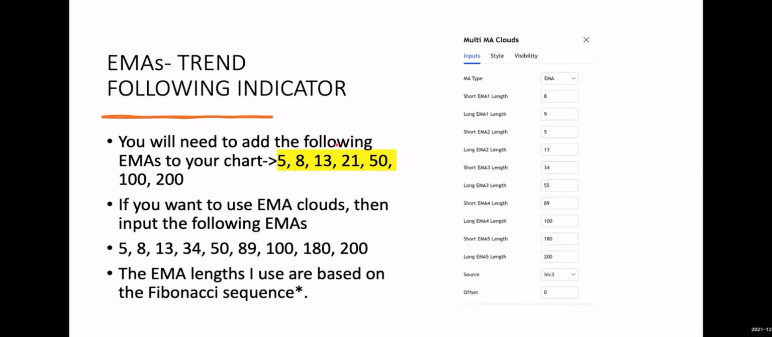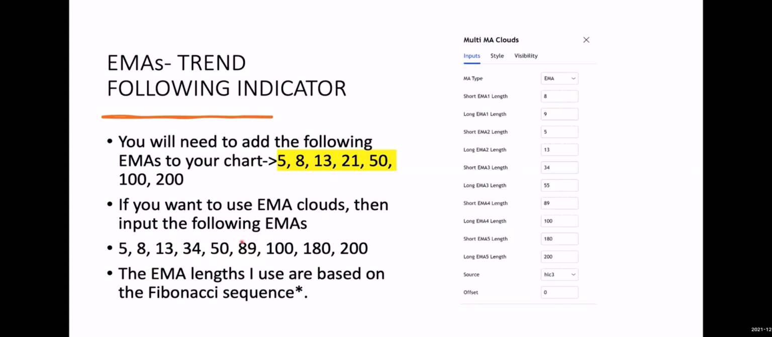Line EMAs are very clean. A lot of people like to use them, but I like the clouds, and I'm starting to like the clouds more. So I use the clouds. If you want to add the clouds, you can use multi-EMA clouds. For the multi-EMA clouds, these are the settings that I use. You can see all the EMAs here. You can take a screenshot if you want. These are all the EMAs that I have. It's pretty much the same. And these are not random numbers, by the way, guys. These numbers are based on Fibonacci sequences.